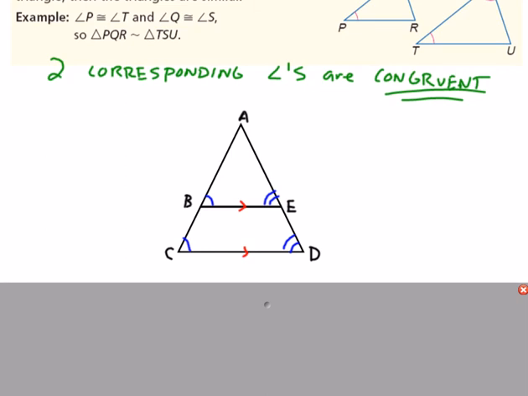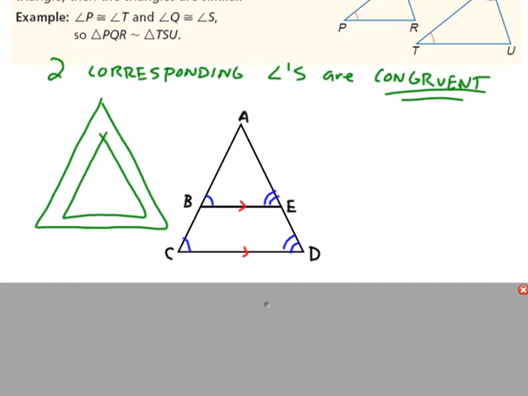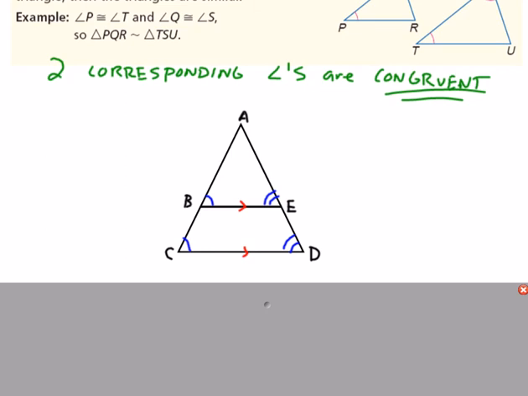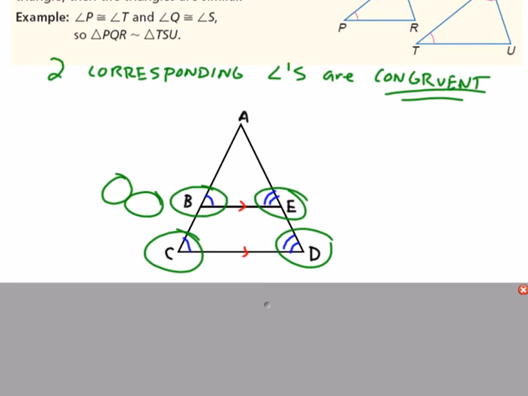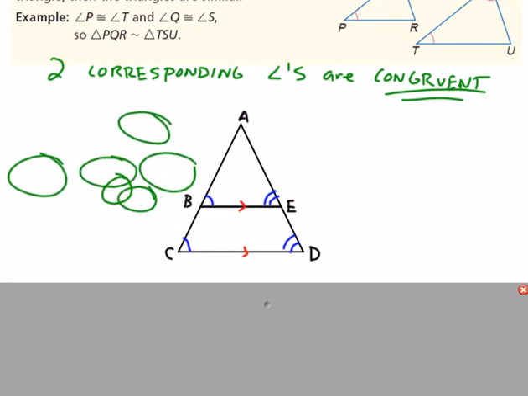This is another example of angle, angle similarity. Here, triangle ABE is similar to triangle ACD. This is a very common type of angle-angle similarity when they put one triangle inside of another one. If these sides, BE and CD, are parallel, that means that their corresponding angles are congruent, and B corresponds to C, E corresponds to D. Those are congruent, therefore the triangles themselves are similar by angle-angle similarity.